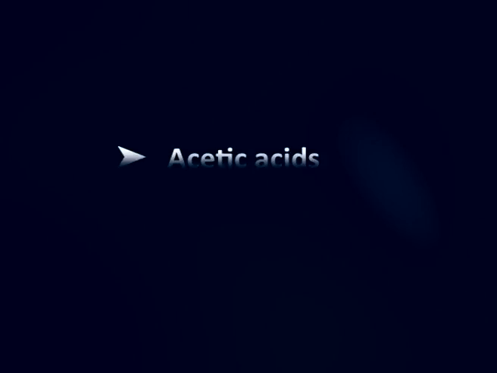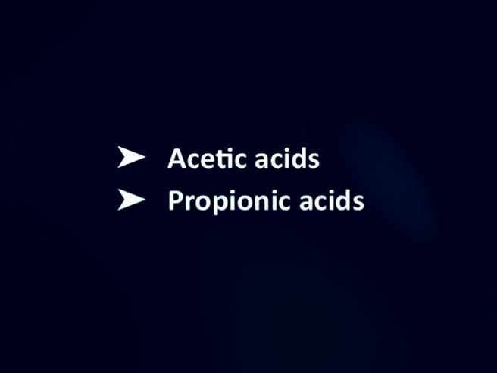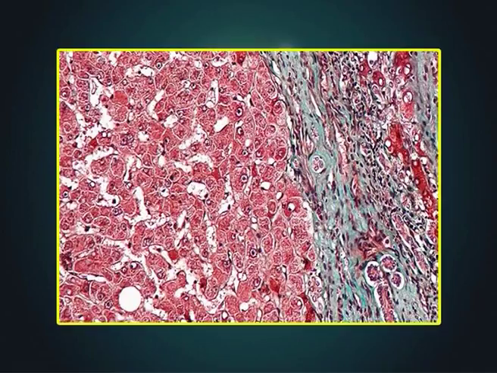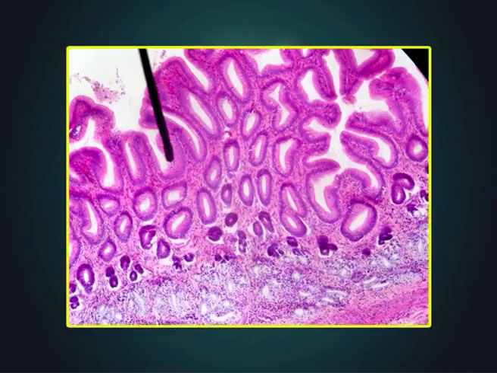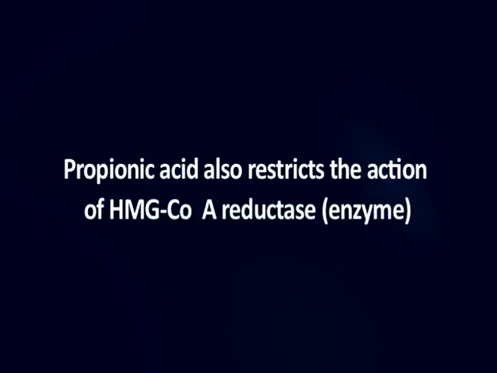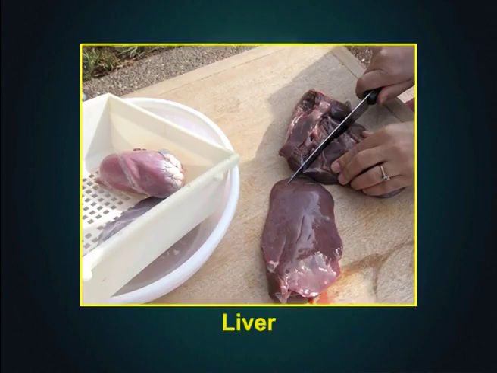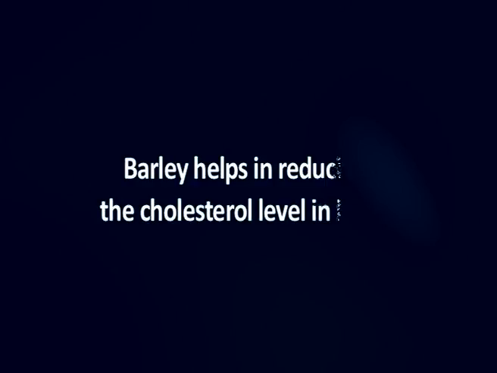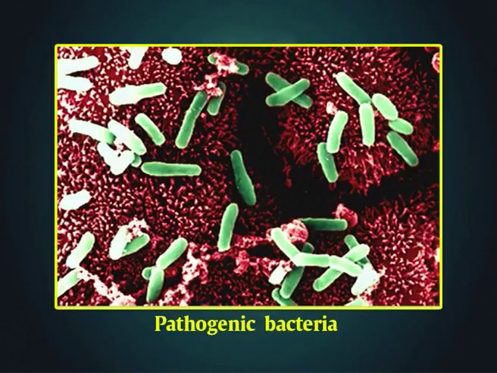The dietary fiber in barley aids the production of acetic acid and propionic acid, which serve as the fuel for liver and muscle cells. Propionic acid also restricts the action of HMG-CoA reductase, which is involved in cholesterol production in the liver. In this way, barley helps in reducing the cholesterol level in blood. The friendly bacteria that are fed by barley's insoluble fiber also help in removing the pathogenic bacteria from the body.